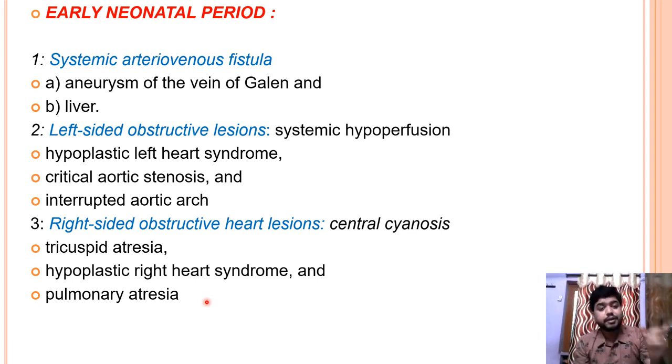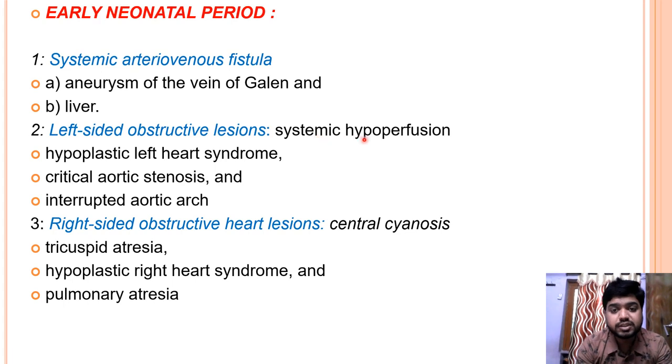Here the lungs are dependent on duct-dependent lung flow. Basically, that's why they present in the early neonatal period. So with these left-sided obstructive lesions, the systemic perfusion is solely dependent on the ductus.